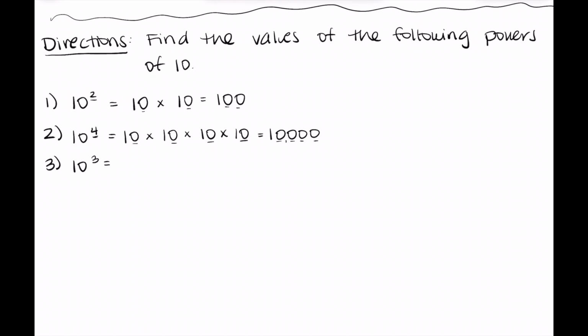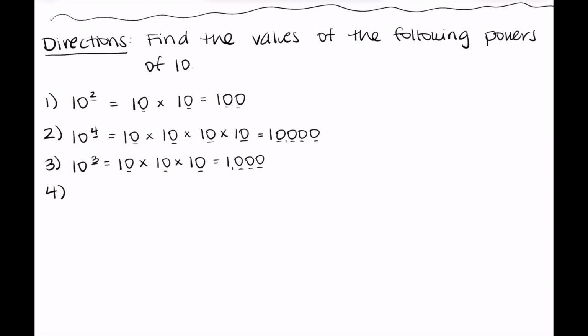Now for number 3, we have 10 cubed. So this one, our base is still 10, but our exponent is 3, so that means that we would multiply that 10 out 3 times. So we get 10 times 10 times 10. Using the same zero trick, we will write our 1, and we have 3 zeros to fill in, so we'll write those 1, 2, 3 zeros, and 10 cubed will give us 1,000.